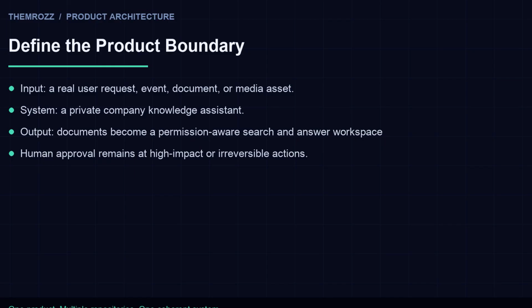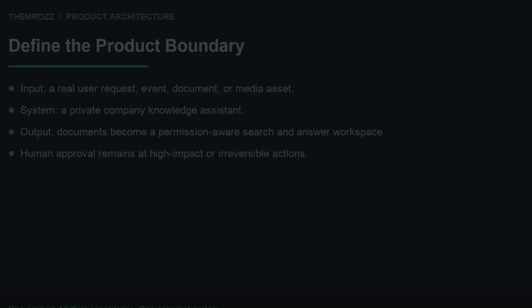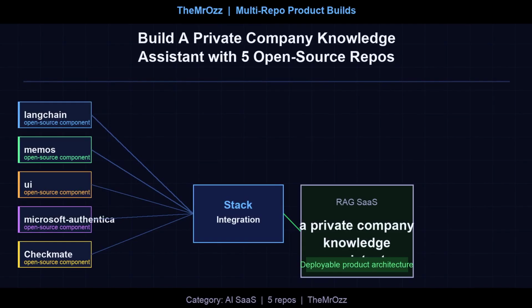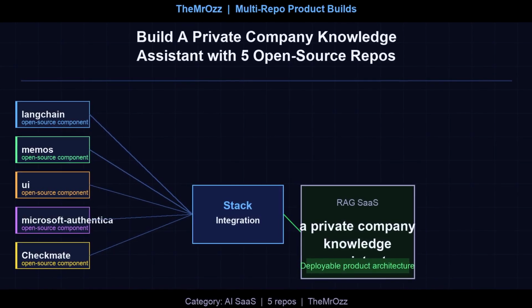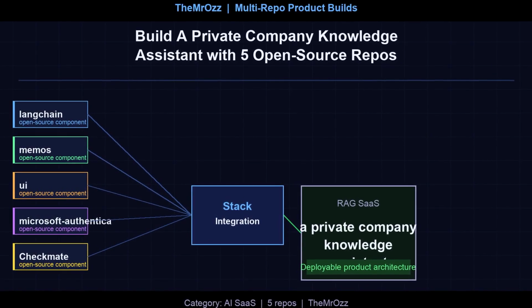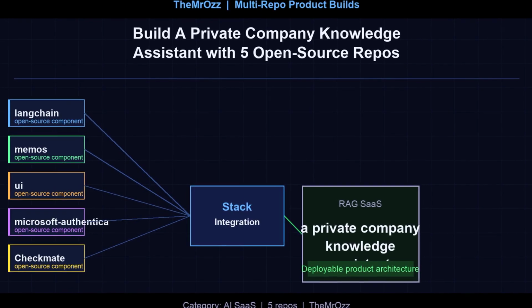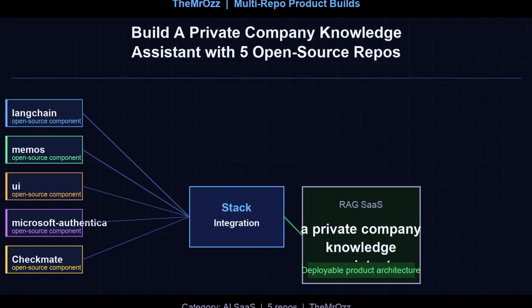At the core, LangChain provides the AI orchestration layer, turning natural language questions into structured data requests. It uses retrieval-augmented generation to find relevant documents from your Memos knowledge base, which serves as the single source of truth for operational procedures. The LangChain UI library powers the front end, giving operations teams a polished interface with minimal development effort. Authentication happens through Microsoft's MSAL library, ensuring only authorized employees see sensitive information.